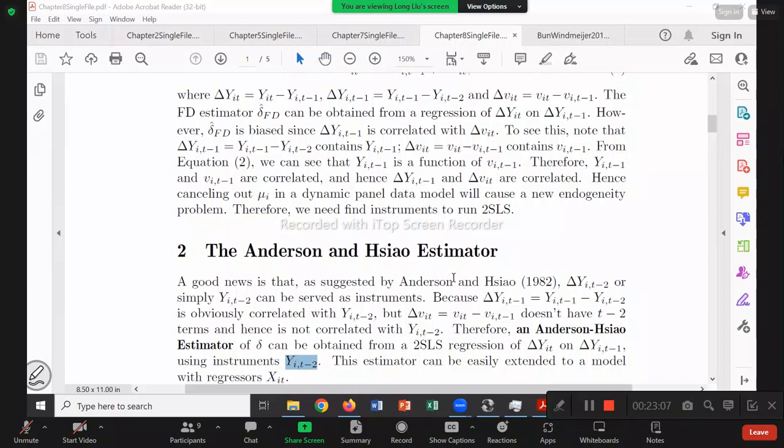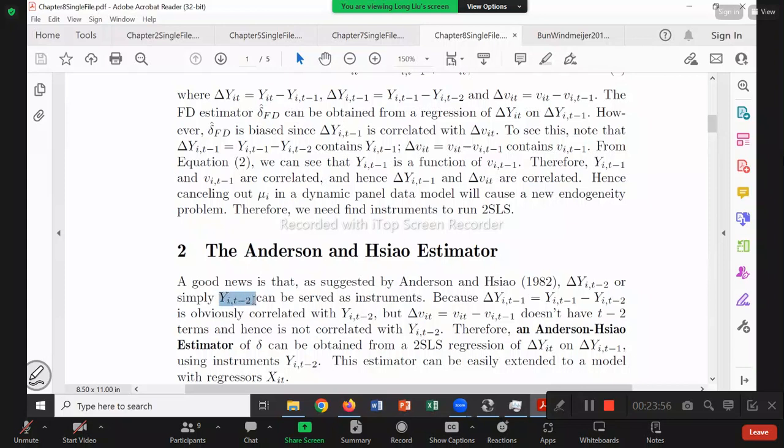Actually, Anderson and Hsiao suggest you can either use y t minus 2 or use the change in y t minus 2. The change in y t minus 2 is y t minus 2 minus y t minus 3, so y t minus 3 could also be used in the instruments. Either use y t minus 2 or the change in y t minus 2, either one. Of course, you can directly use y t minus 2, that's easier. So understand the Hsiao proposed instruments, so that we solve the problem by using two stage least squares. Again, you can make it easy.